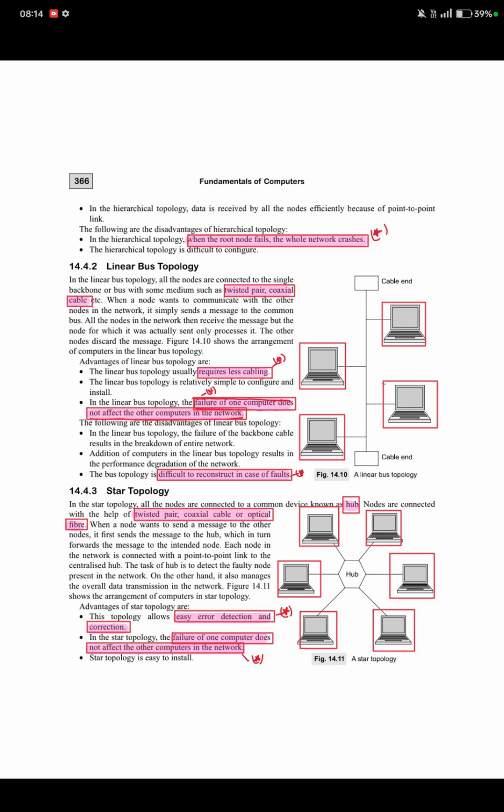Star topology. All the nodes are connected to a common device known as a hub, with twisted pair, coaxial cable, or optical fiber. This topology allows easy error detection and correction. The failure of one computer does not affect the other computers in the network.